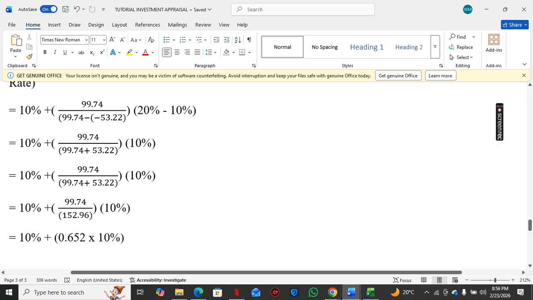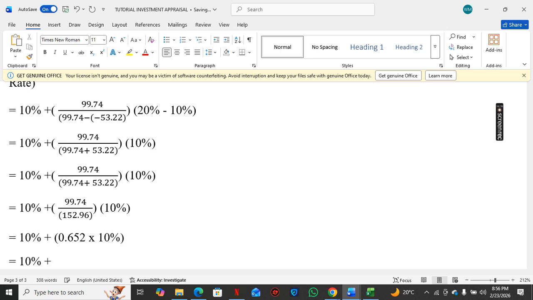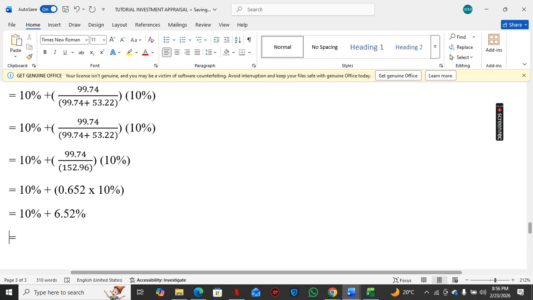0.652 times 10%, 6.52%. Then 10 plus 6.52%, 16.52%. So this is the return that this model is generating. 16.52%. That is your return if you invest in this model.